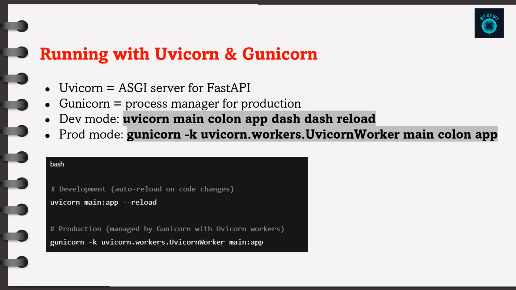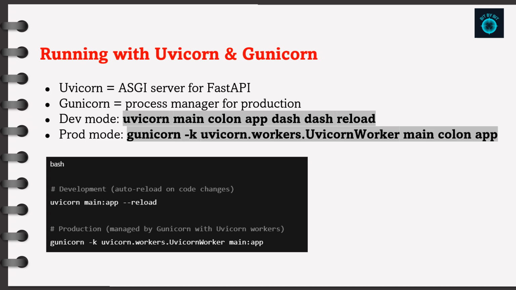In development, we usually start Uvicorn with the reload option. This means the server automatically restarts whenever we change the code. For example, we run the command uvicorn main:app --reload. Here, main refers to the file main.py. App is the FastAPI instance inside that file, and reload tells Uvicorn to watch for changes.